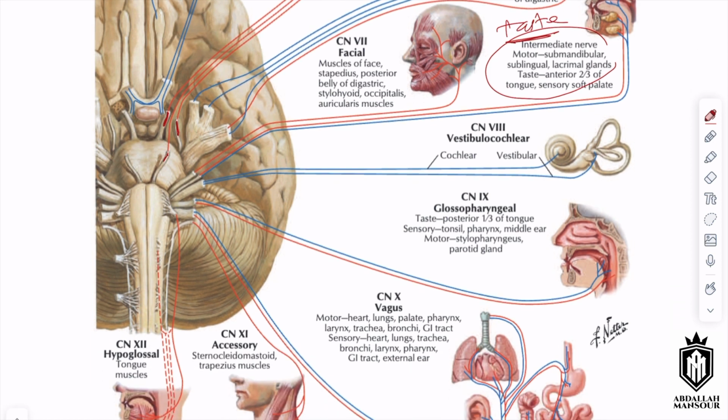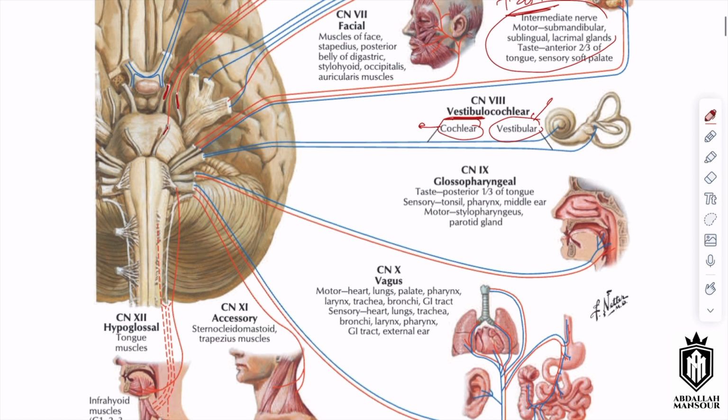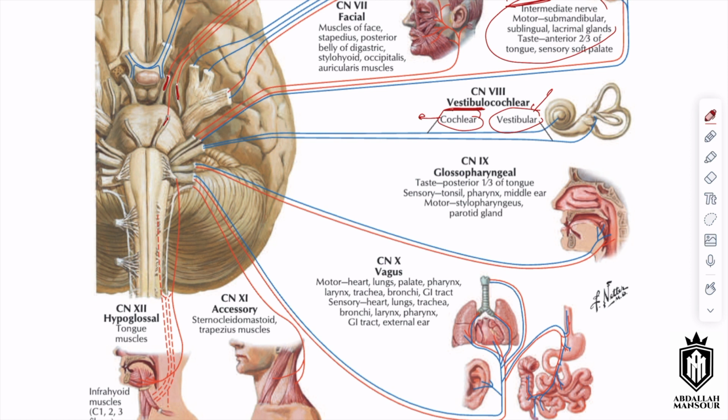Cranial nerve number 8 is the vestibulocochlear nerve, and it's 2 nerves. The cochlear nerve is important for your hearing, and the vestibular nerve is important for your balance, okay? The glossopharyngeal nerve is important for taste, okay? And it has some motor function for the stylopharyngeus muscle, the only muscle that it provides.